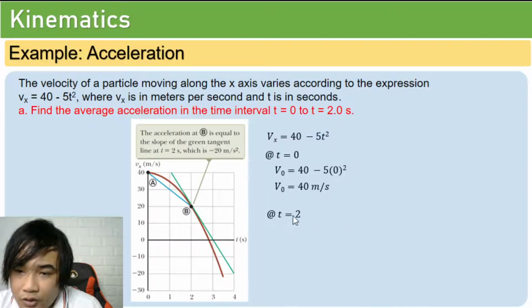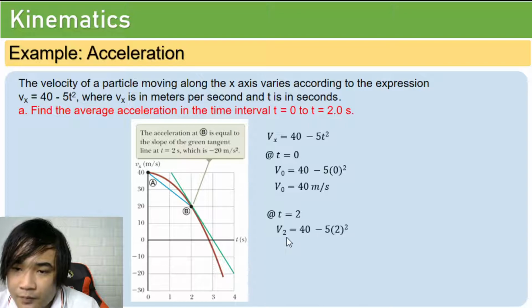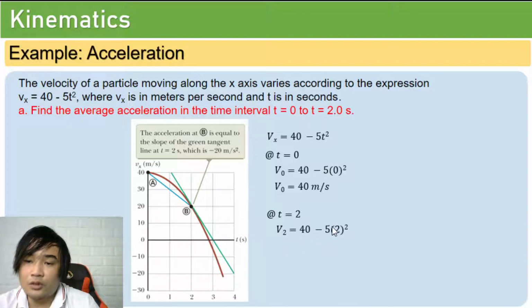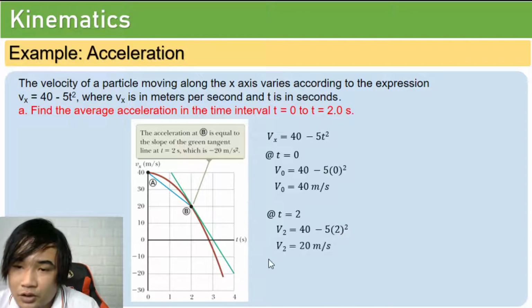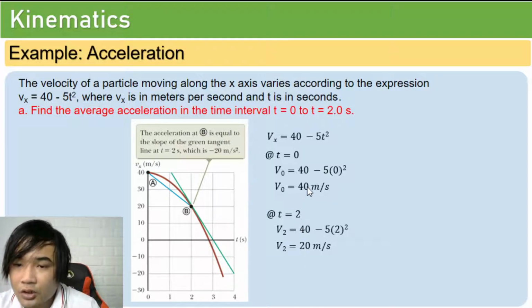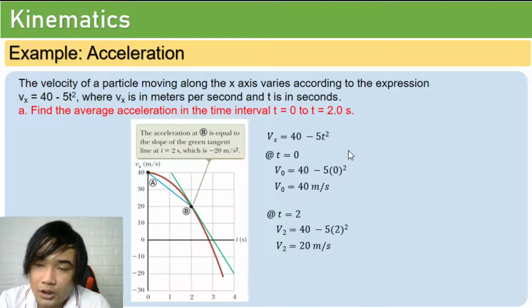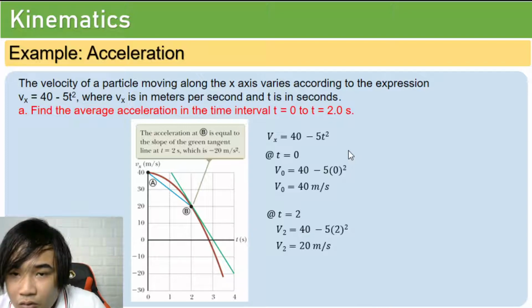Then at t equals 2, v is equal to 40 times the 2 seconds of time, minus 5 times 2 squared. That is 20 meters per second. If you notice, from 40 to 20, it decreased. Meaning, the particle decelerated. We are asking for the average acceleration.